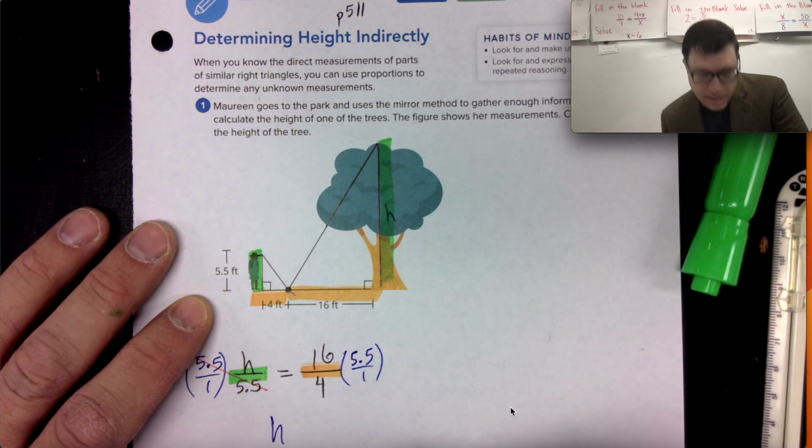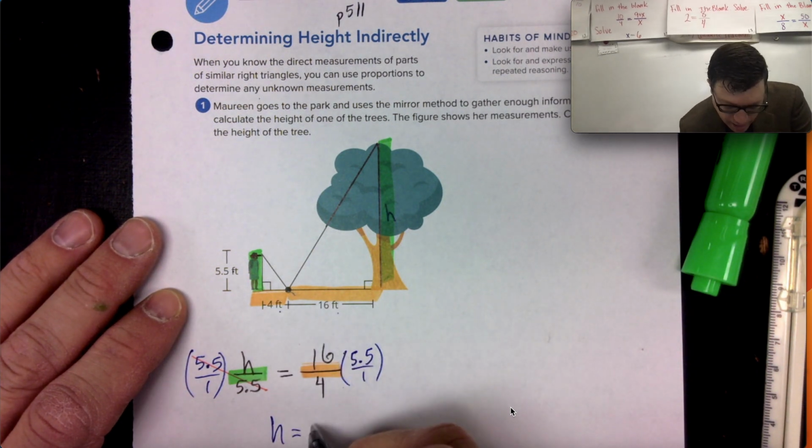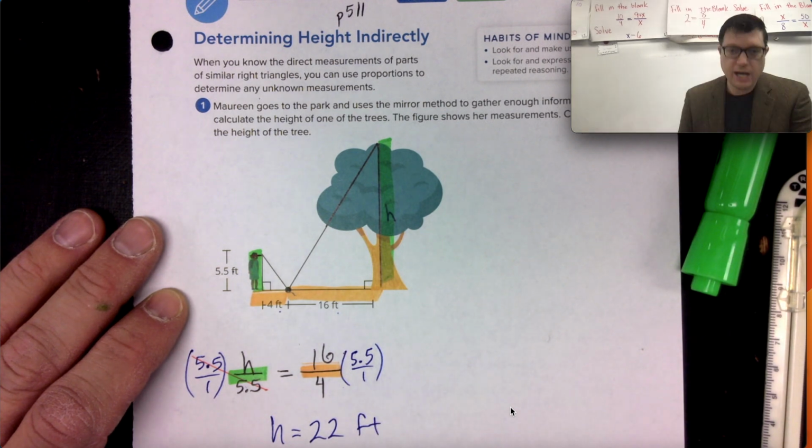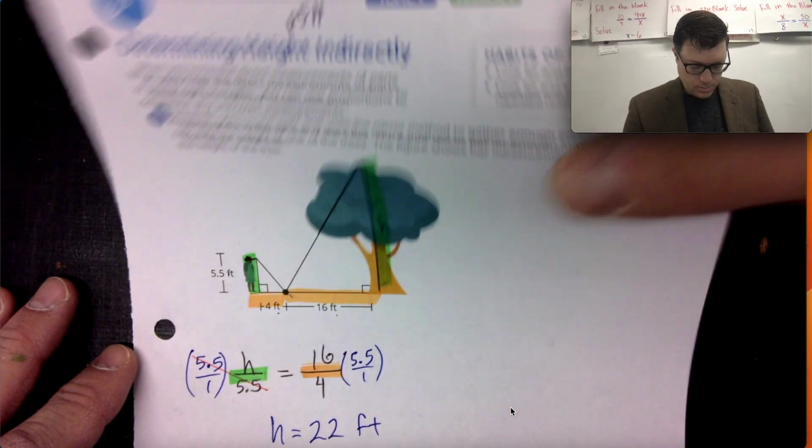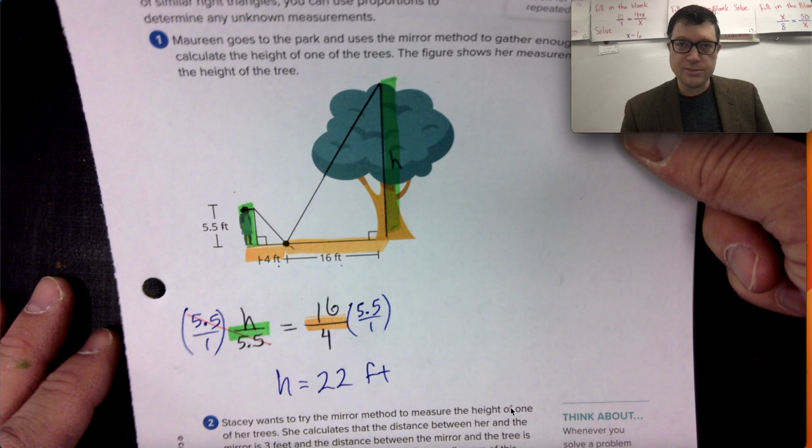Feet, right? We should also be considering that it's feet, feet, and feet. So your answer, 22, should have feet in there.